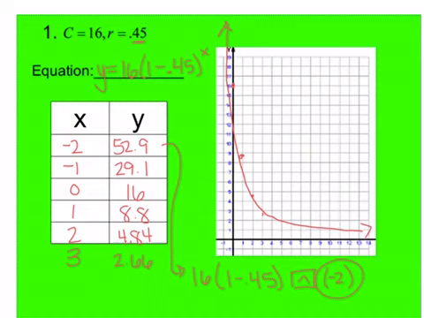Remember, we don't ever want to cross the x-axis, so we don't want to cross that, so that's good. And we can always check to make sure this is a decay graph: if I read this from left to right, I am decreasing, I'm going down. So that is a good sign. That means that I did something right and my graph is good.